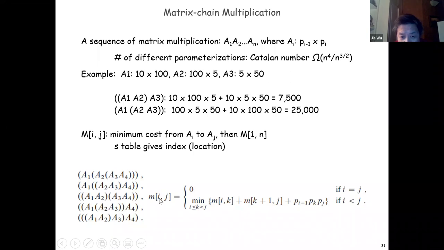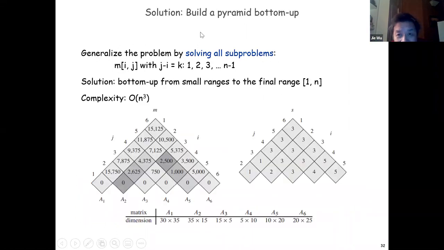So what do you mean by a smaller subsequence? A smaller subsequence means a smaller distance between i and j. So that's important. I mean the length. How long is each subsequence? You can start with a length of 1, then length 2, then you construct length 3, and gradually build that. Right? So this is what I call a pyramid, bottom up.